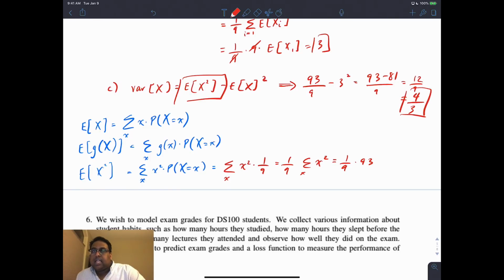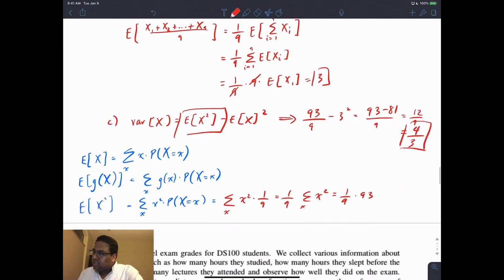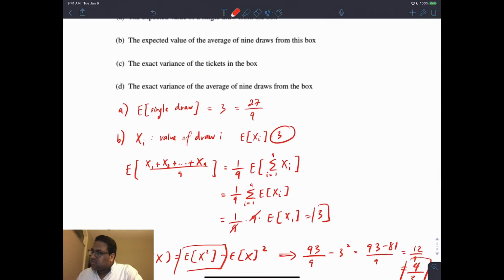Okay, and now in part D, we want to find the variance of the average of 9 draws of the box. Okay, so we can do this in a similar way as we did part B, right? All we really need to do is replace this expectation with the variance. So we can go ahead and do that. Let me clear up some, we can actually do it over here.